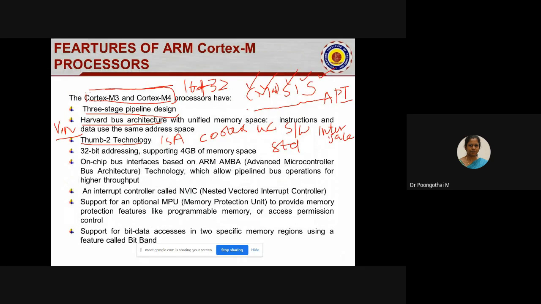So the instruction architecture in the ARM Cortex M processor is called Thumb-2, which is based on Thumb-2 technology, which supports a mixture of 16 and 32-bit instructions.